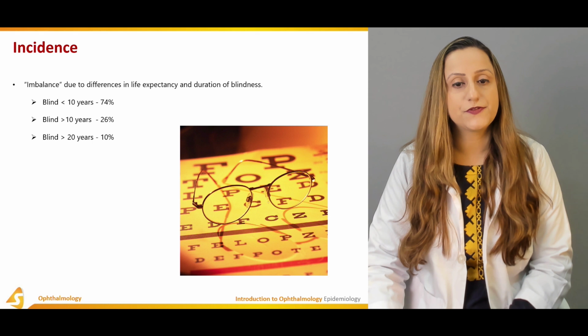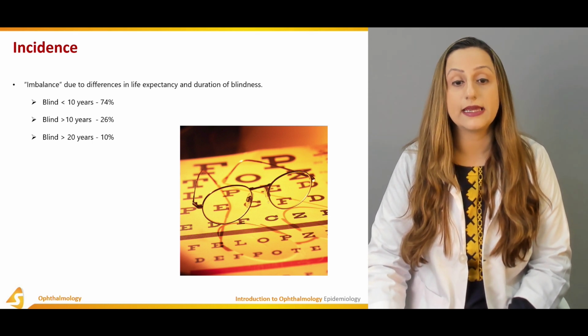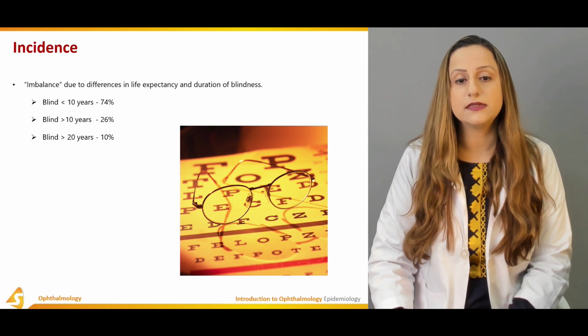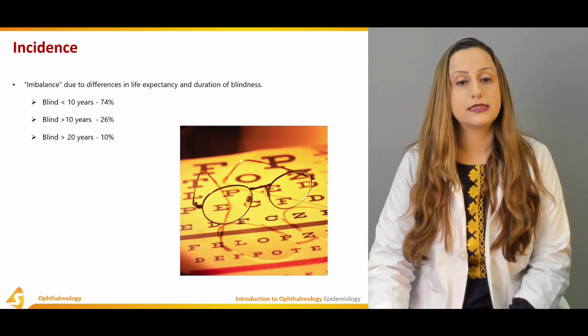The imbalance is due to the differences in the life expectancy and duration of the blindness. Blindness lasting less than 10 years is almost 74%. And more than 10 years, it's 26%. And for more than 20 years, again, it's almost 10%.